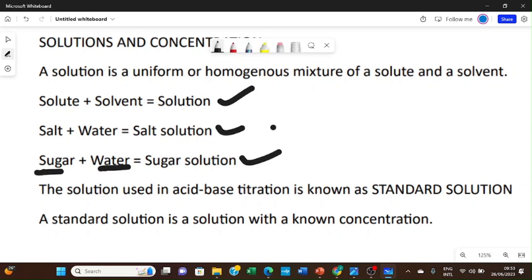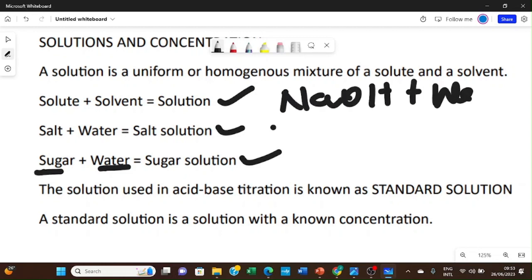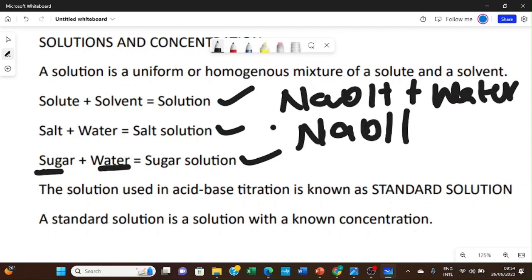Even in acid-base titration, the solutions used are acid solution and base solution. Like when we take sodium hydroxide and dissolve it in water, you get sodium hydroxide solution. That's what we call aqueous sodium hydroxide. But the solution used in acid-base titration is known as standard solution.